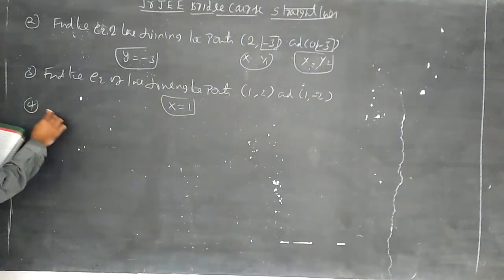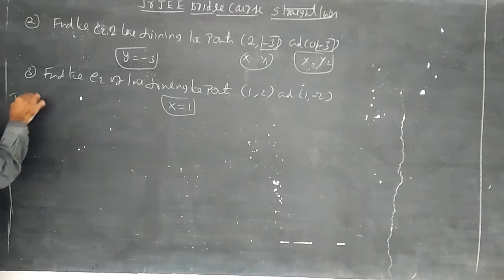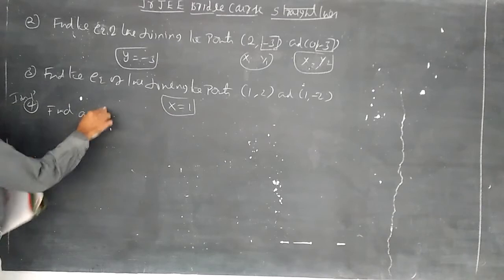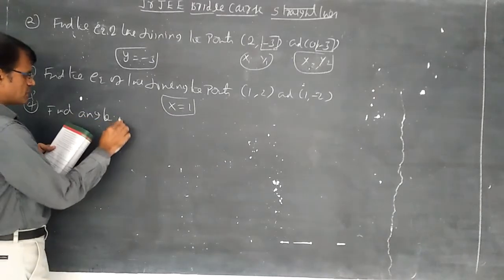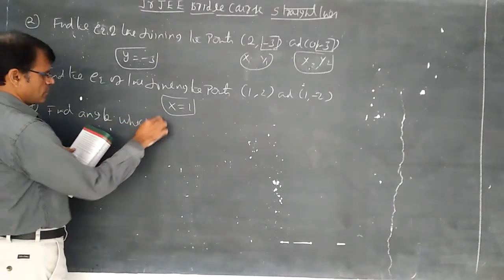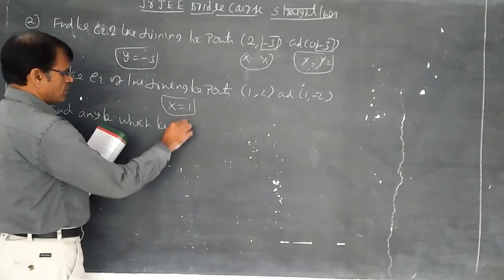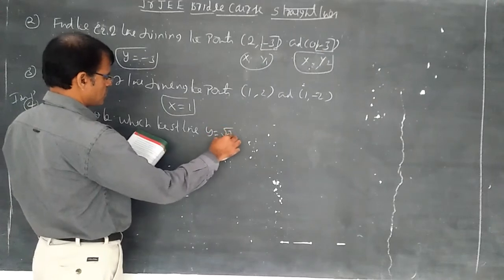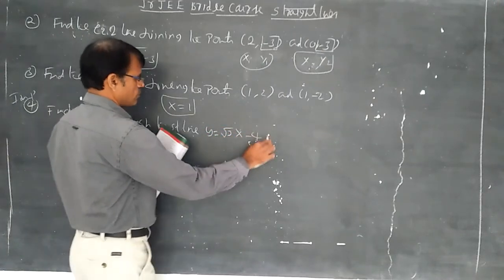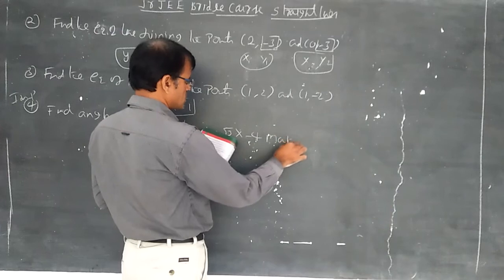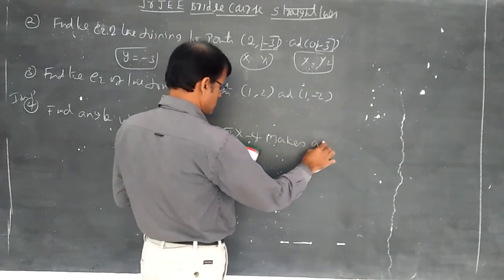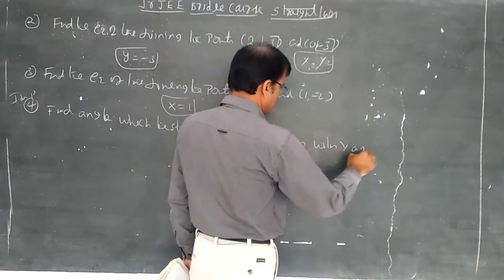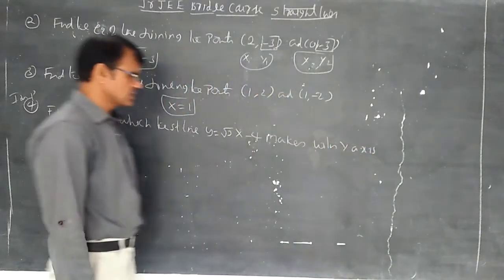Next one. Find the angle which the straight line y is equal to root 3 x minus 4 makes with the y-axis. He is asking for the angle made with the y-axis.